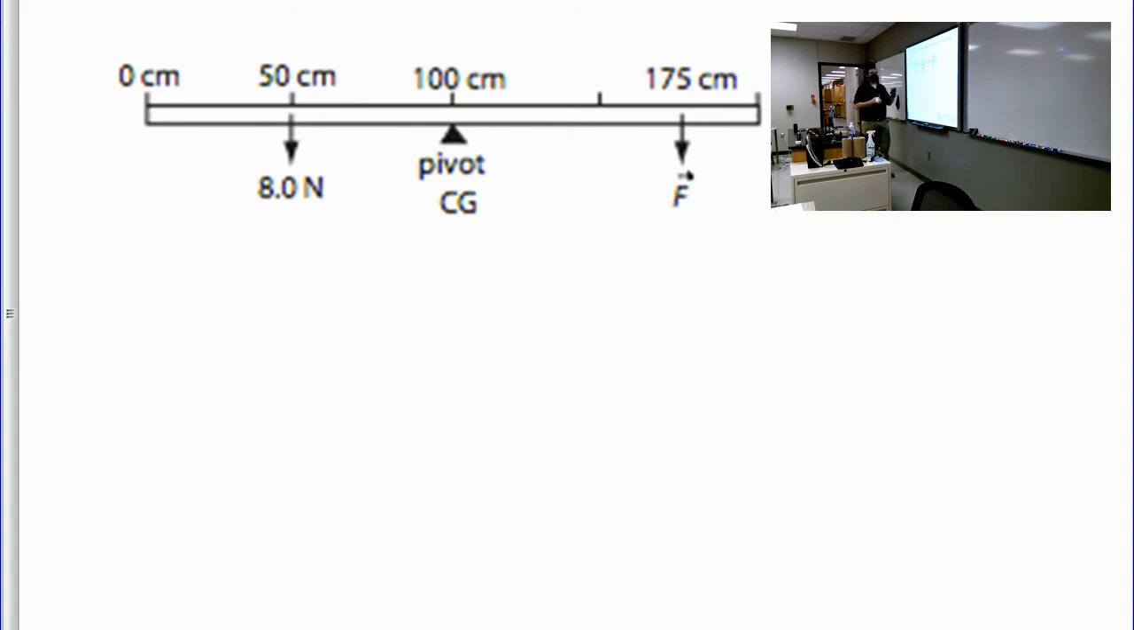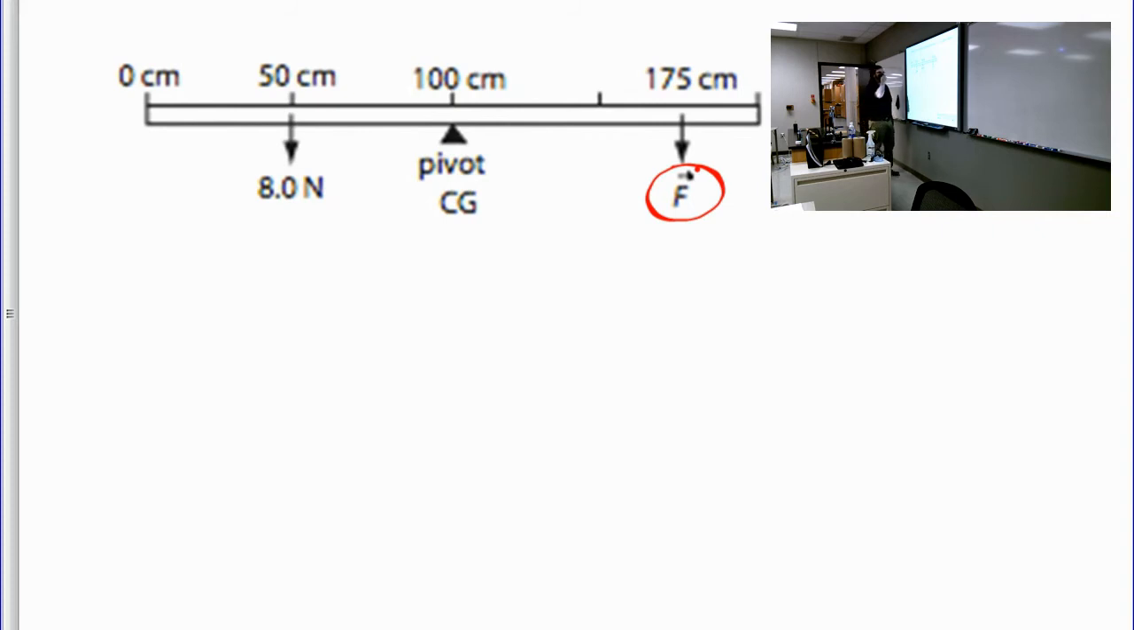Okay, we've got ourselves a 2-meter board. It's a 2-meter board, and the pivot point or the fulcrum is right here in the middle at 100 centimeters. I hang 8 newtons from the board on the left side, 50 centimeters away from the pivot point. And I have another force, 175 centimeters over here on this side as well. But I don't know what that force is. So that's what I'm trying to solve for, is how much it's balancing. How much is that force?